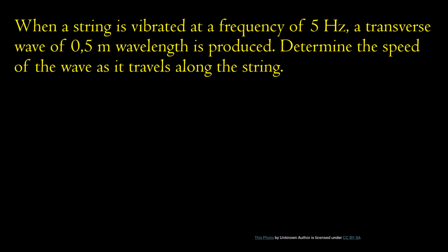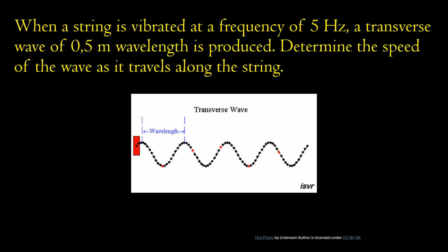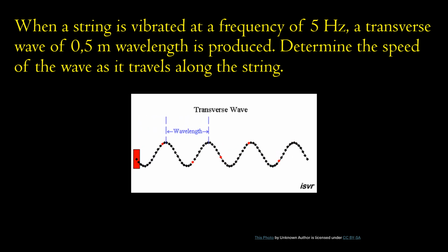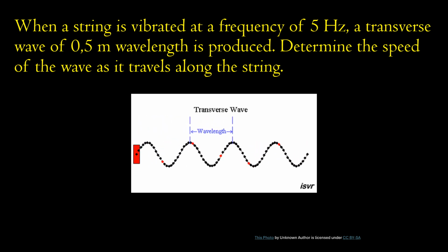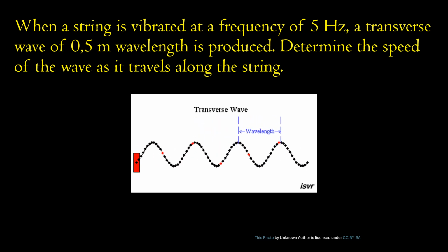Let's solve a problem involving the wave equation. When a string is vibrated at a frequency of 5 Hz, a transverse wave of 0.5 meter wavelength is produced. Determine the speed of the wave as it travels along the string. We can first draw a diagram representing the transverse wave like this. The transverse wave is moving from left to right at a speed we must calculate.